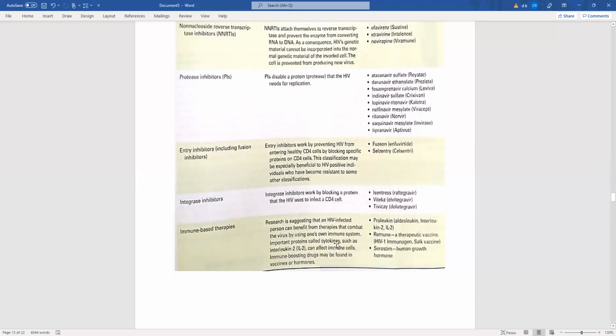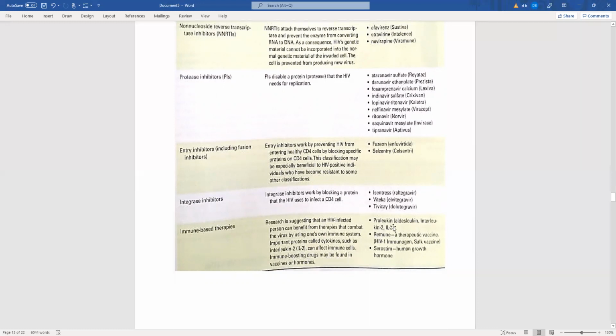Important proteins called cytokines, such as interleukins. We learned that in the last lesson. This is what Nurse Griggs showed us, pertaining to the little girl that had cancer. I think this is exactly what it is: they used some type of AIDS-related treatment and injected the little girl with it to help fight those cells. Interleukin-2 can affect immune cells. Immune-boosting drugs may be found in vaccines or hormones.